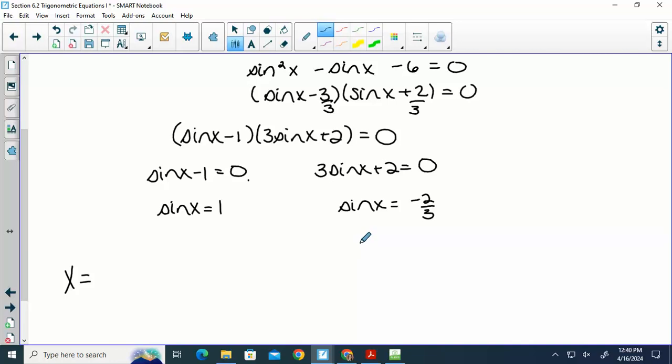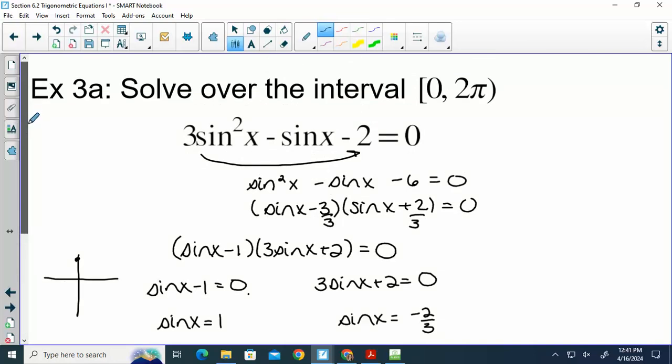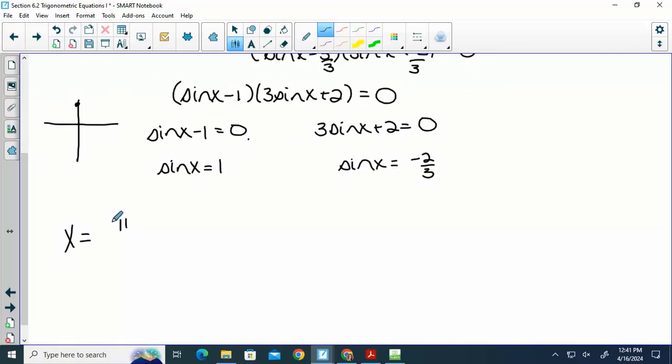Now we need x. If you think about the unit circle, sine is the y. When is y equal to 1? And we were in radians this time, so we'll leave it as pi over 2. And that is the only time on the circle that sine is equal to 1. Then we need to find when sine is equal to negative 2/3. Is that one we know? Okay. Quadrants. When is sine negative?